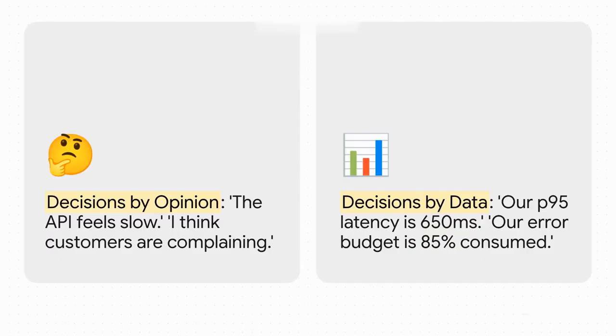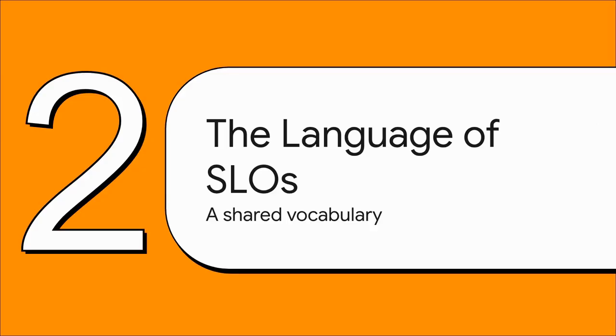This right here, this is the whole point. We need to get from the left side to the right side. We have to stop making decisions based on vague feelings, like "the API feels slow," and start making them with cold, hard facts. "Our error budget is 85% consumed." It's about trading, I think, for we know. So how do we get there?